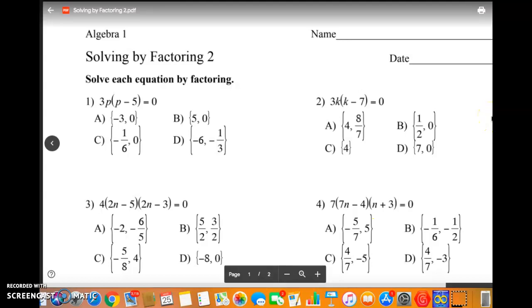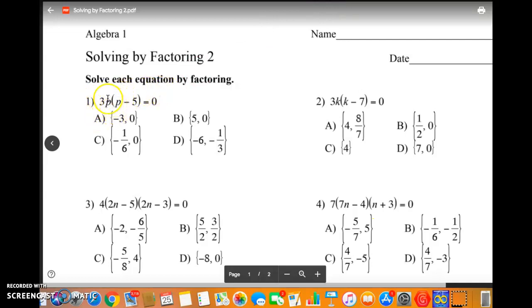I'm going to try and give you a couple of hints on the second day of this solving by factoring worksheet, since there was some confusion yesterday. So a couple of hints, like number one here. Really, you have to make both of these pieces equal to 0.